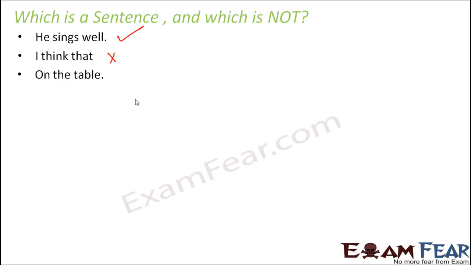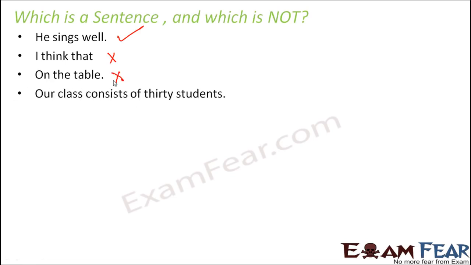"On the table." So on the table means something which is there on the table. Now, on the table as such has a meaning. It's not that it is meaningless. It has a meaning, but it doesn't convey a complete meaning. It doesn't make complete sense. Here also it makes incomplete sense. It could just be a part of a sentence. For example, "the cat is sitting on the table," or "I had kept the apples on the table." So on the table could always be a part of a sentence, but in itself it is not a sentence.